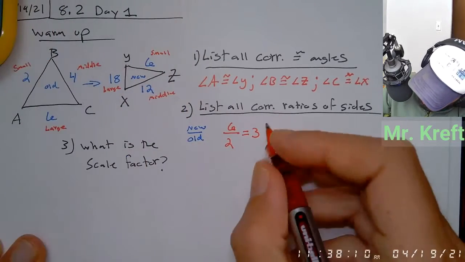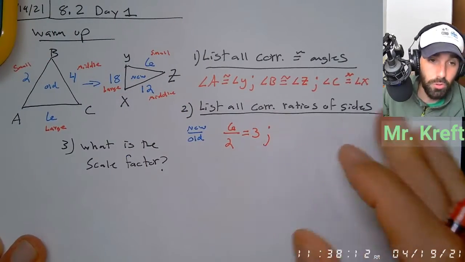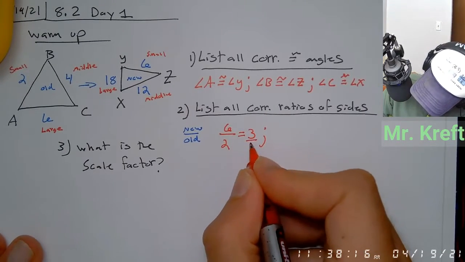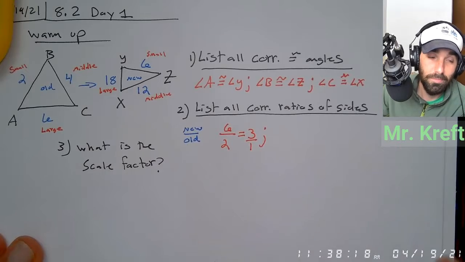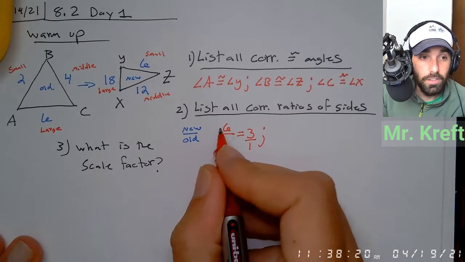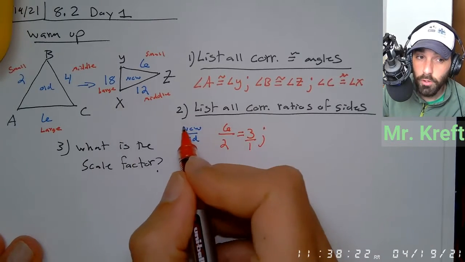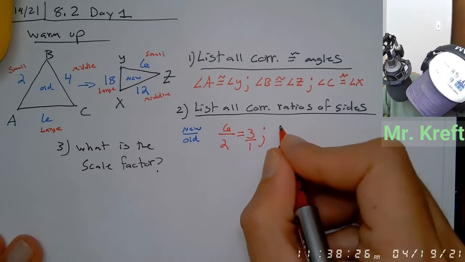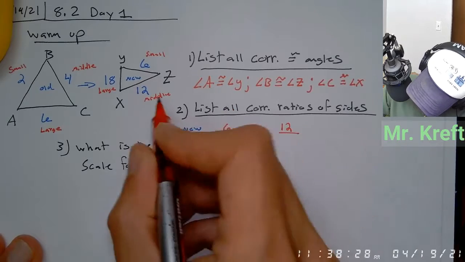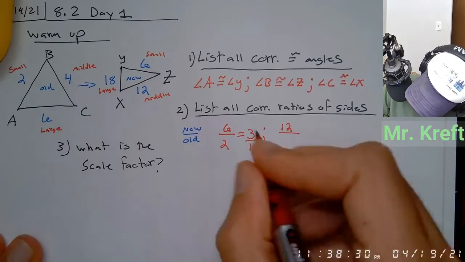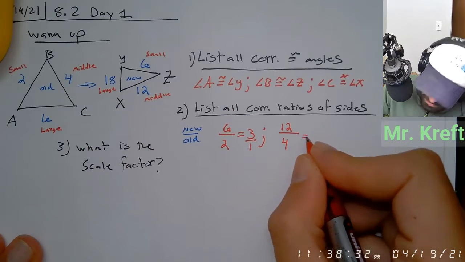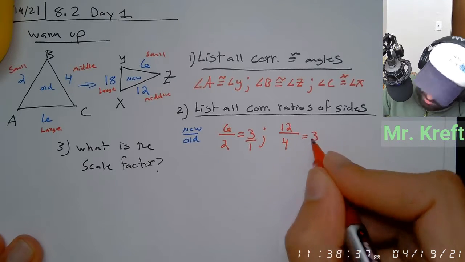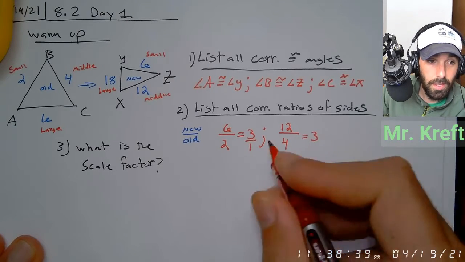Okay? So again, we always want to reduce our ratios. In this case, it turns out to be 3 over 1, which is 3. I did small over small. Again, I always want to start with the same triangle on top. So I might go middle now. My middle side is 12, and then my old middle is 4. Now, again, I can use a calculator, but I see 4 goes into 12 here 3 times.